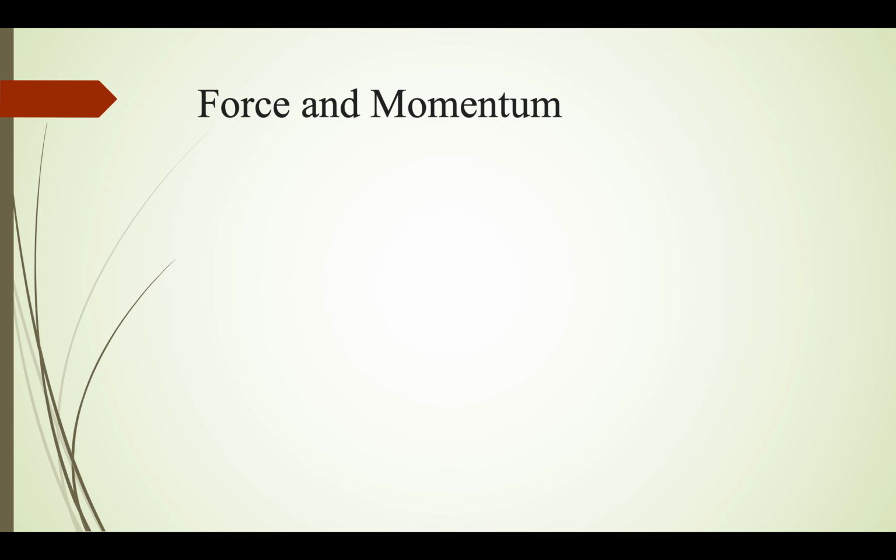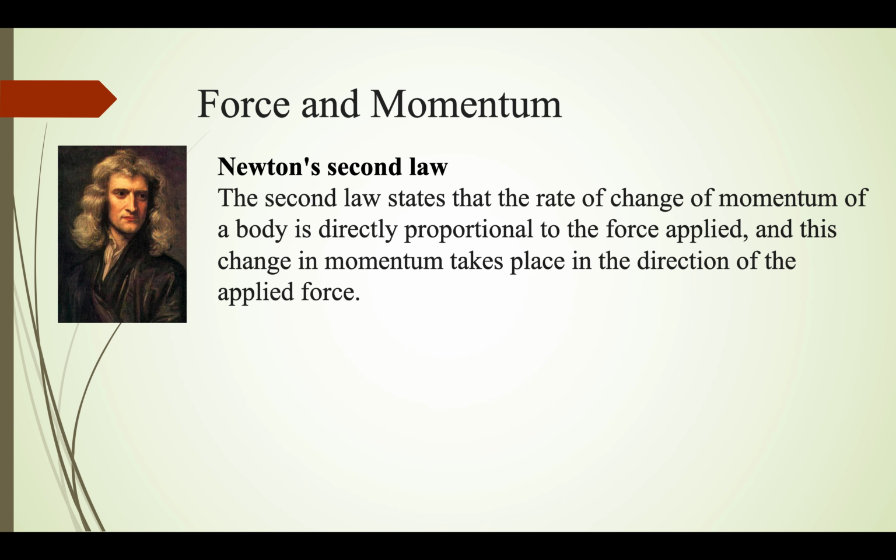Now we're going to look at force and momentum. Isaac Newton's second law of motion. The second law states that the rate of change of momentum of a body is directly proportional to the force applied, and this change in momentum takes place in the direction of the applied force. So what that means is that F equals the rate of change of momentum, P represents momentum, and momentum, if you remember from the first one, equals mass times velocity. So we're looking at the rate of change of mass times velocity with time.